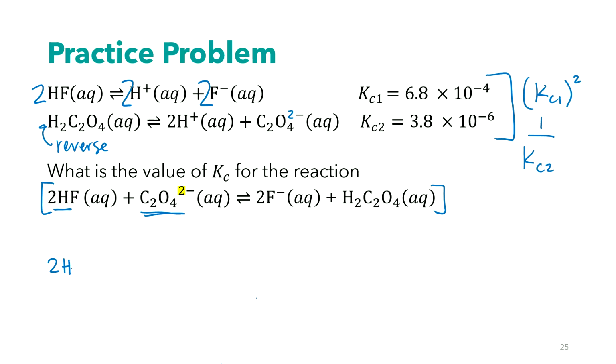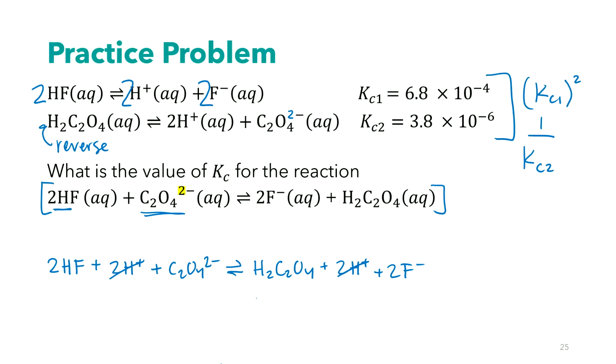So I'd have 2HF plus 2H plus C2O4 2-, because I've reversed the second reaction. That goes to H2C2O4 plus 2H plus 2F minus. I notice that I've got 2H pluses on both sides. Those cancel. And yes, I have just recreated the reaction that I'm interested in by adding those two together.